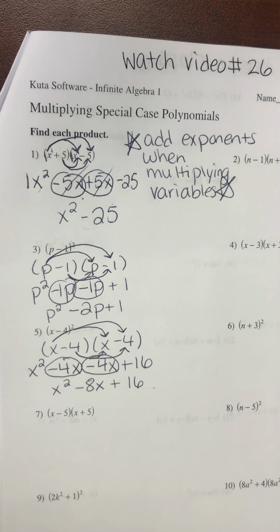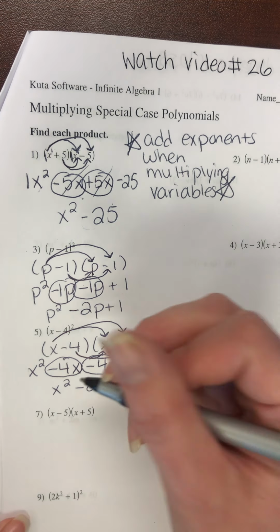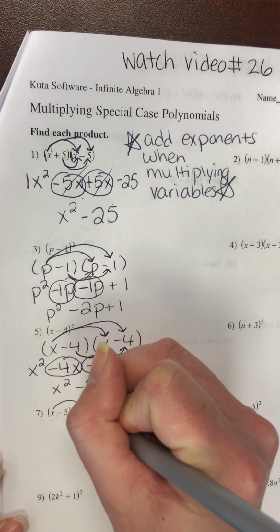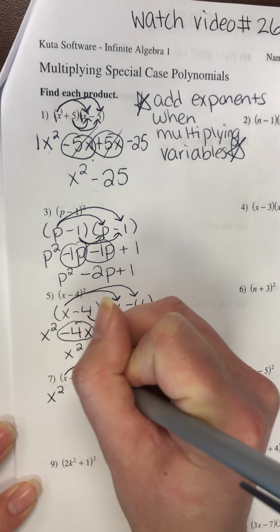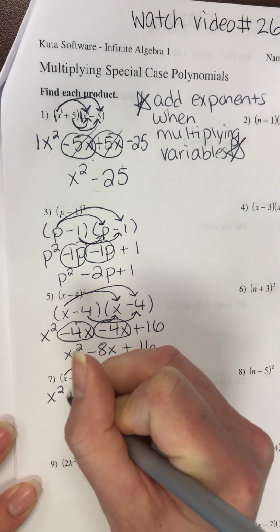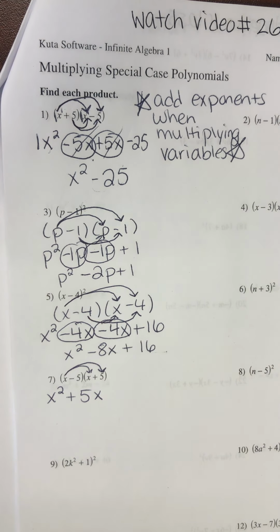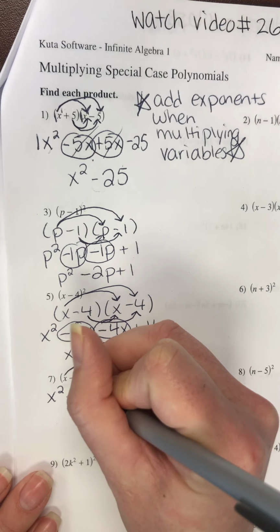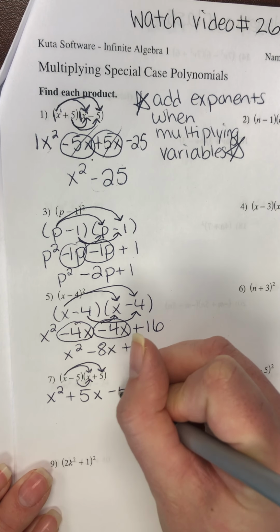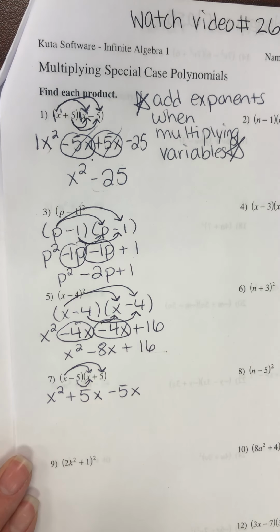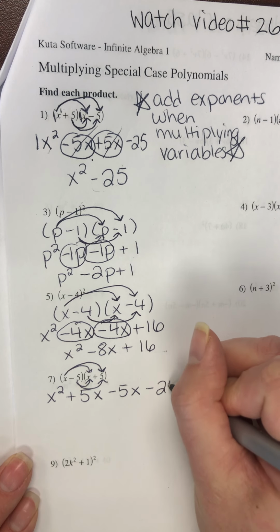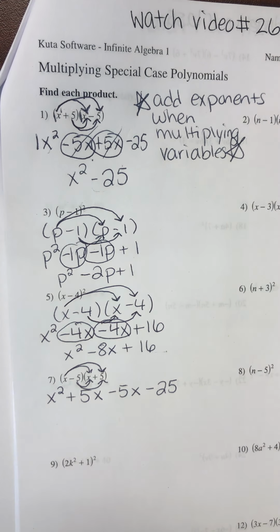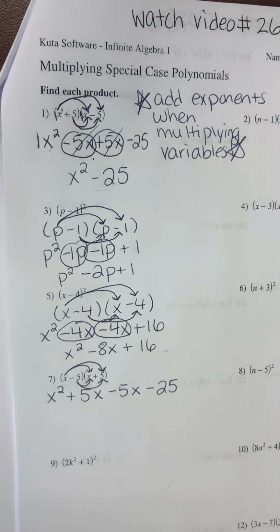All right, number 7, we're gonna stick with double distribution. So we have x times x gives me x squared. I have x times 5, which gives me 5x. I have a -5 times x, which is a -5x. And then a -5 times 5. Again, don't lose your negatives. Be careful with those negatives. So -5 times 5 is -25.